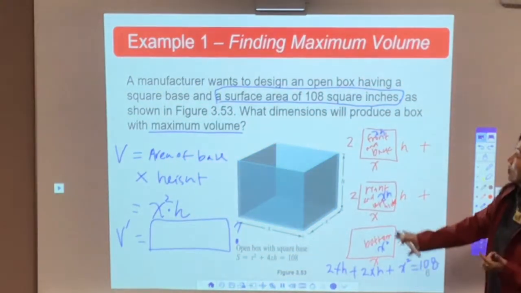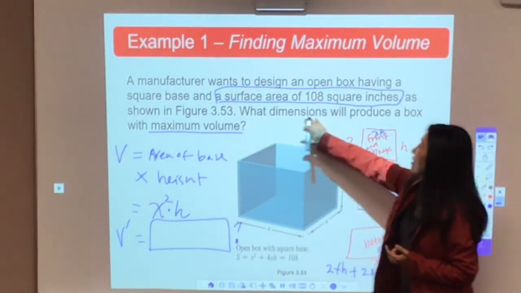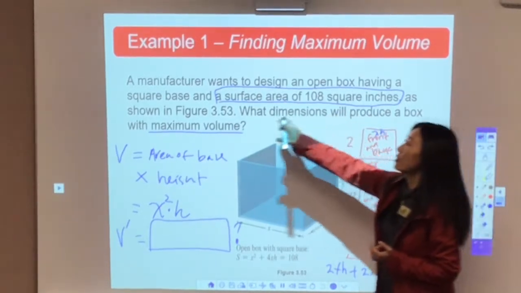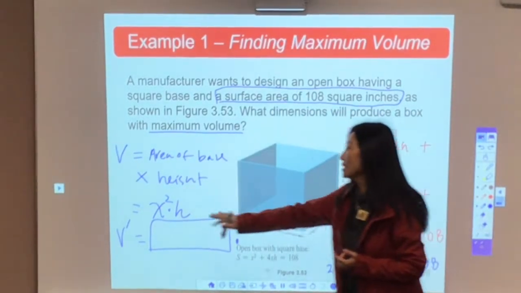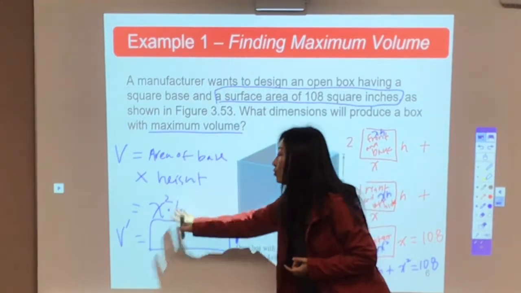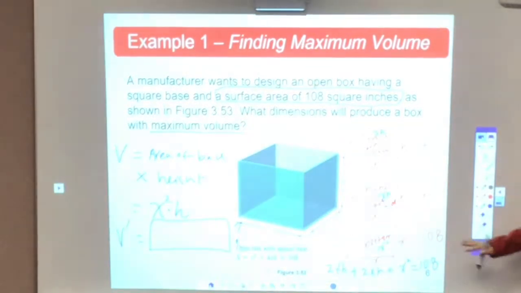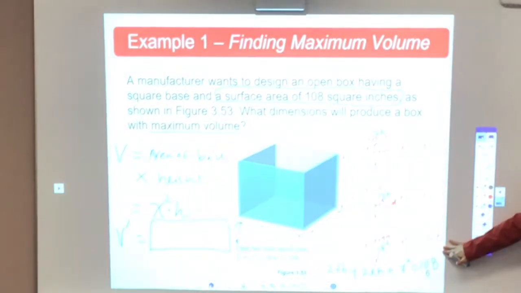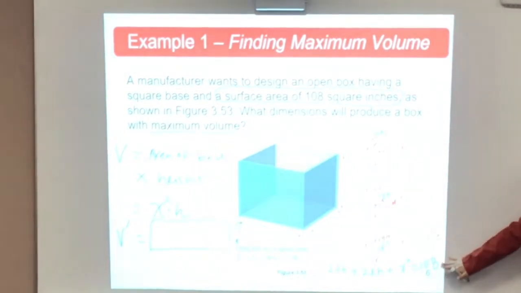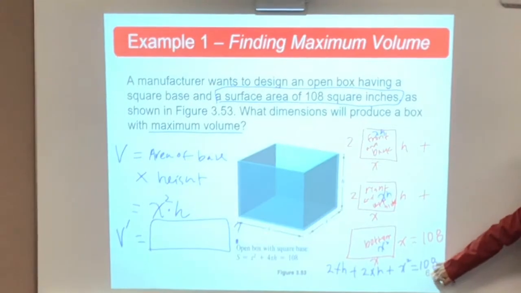It's asking what dimensions will produce a box with the maximum volume. So I need to make this into one variable. Right now I have two variables. All right, class, is everybody with me? Does everybody have this picture? Because I need to erase this one so I can solve for h here.